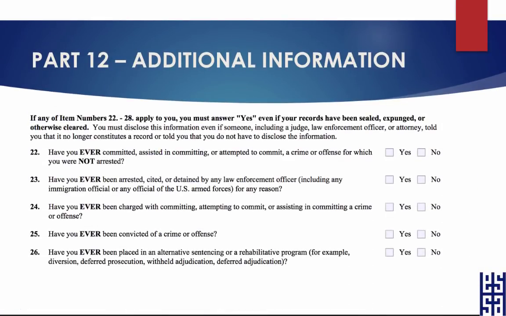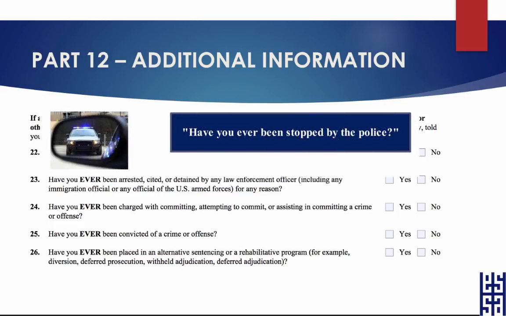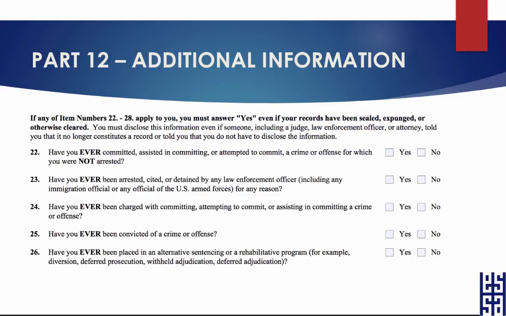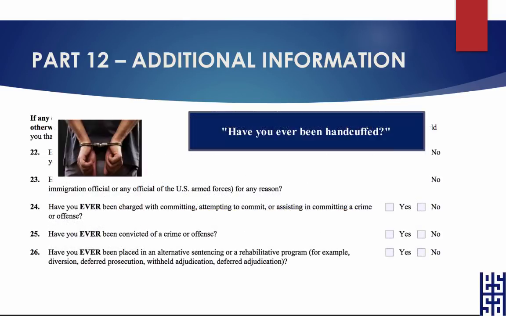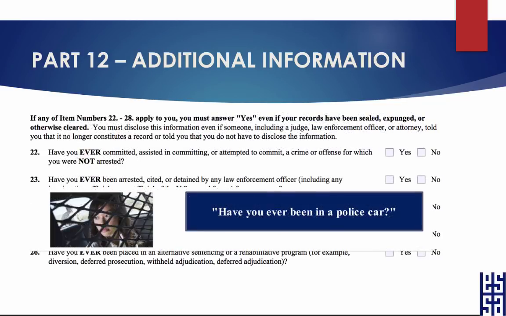Part 12, questions 22 through 29, ask about criminal activity, including committing criminal offenses, even if not arrested, arrests, convictions, and sentences. If you have ever been stopped by the police for a traffic violation, had your fingerprints taken, been handcuffed, or been in a police car, you may have a criminal record, even if you just had to pay a fine.